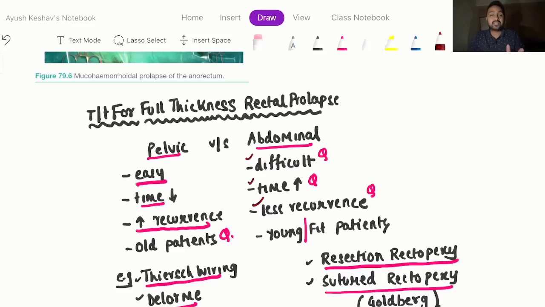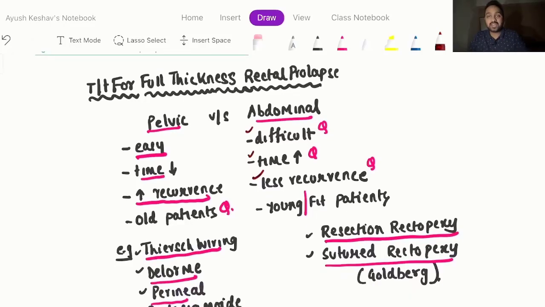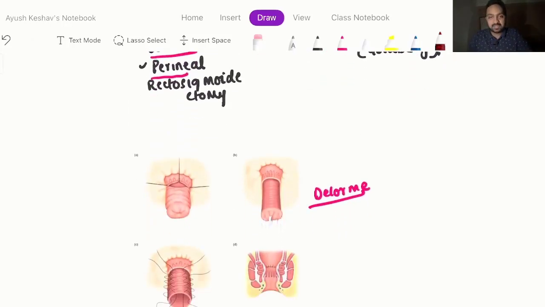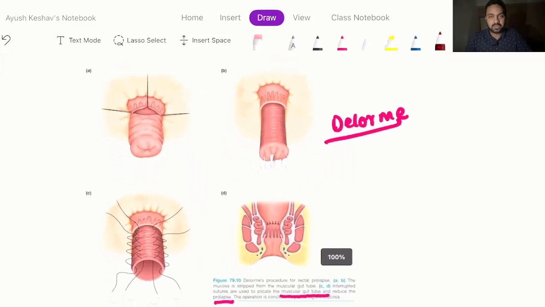Pelvic procedures are usually reserved for old patients and those who are not fit for surgery, whereas abdominal procedures are usually done in young and fit patients. If you look at the examples, the Thiersch wiring, Delorme procedure and perineal rectosigmoidectomy are examples of pelvic procedures, whereas resection rectopexy or suture rectopexy, which is also known as Goldberg, are examples of abdominal procedures.